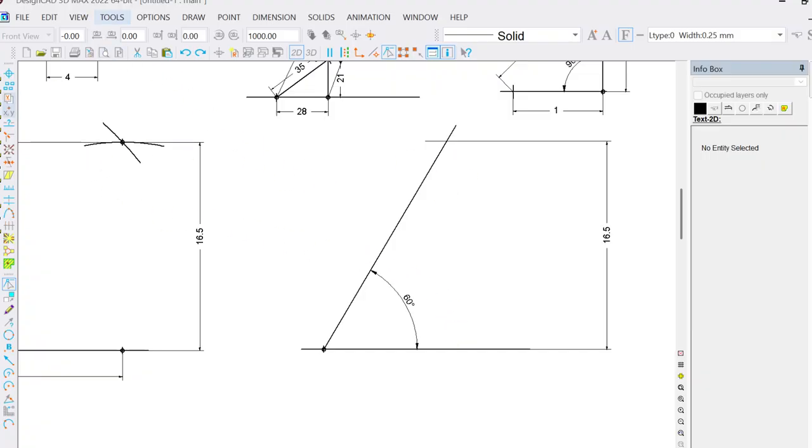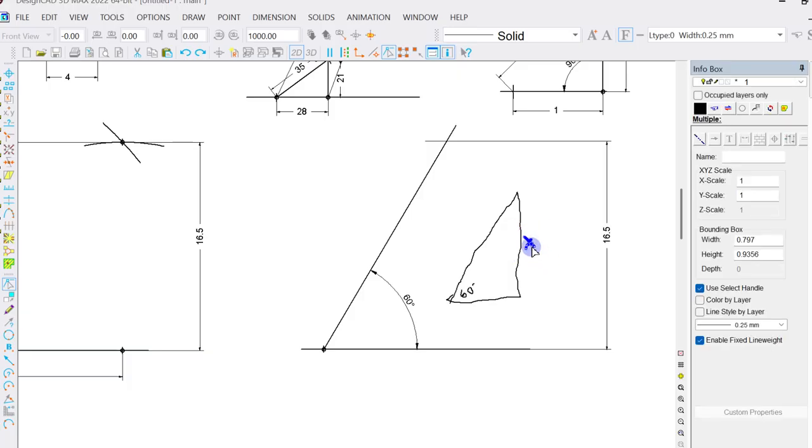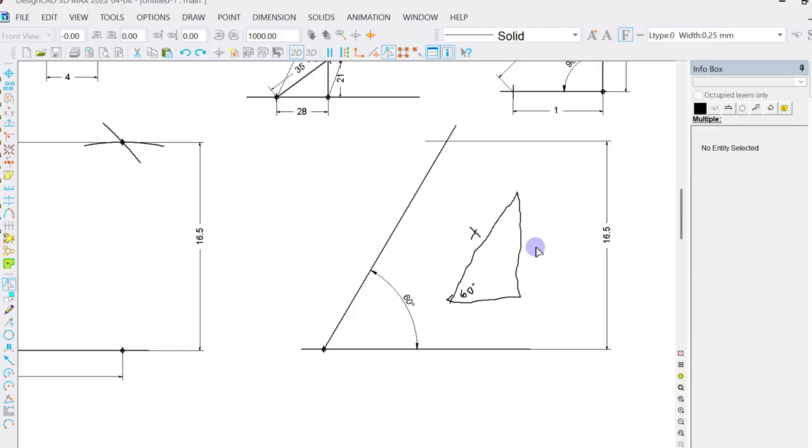So let's draw. Move my things around a little bit. You're going to create a sketch of a triangle like this. You know this is 60 degrees, right? And then we don't really know this. Oh, yes, we do. Sorry. We don't know that. We know this, and this is 16.5.